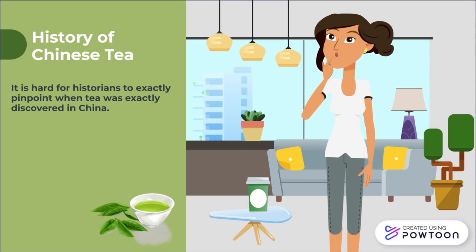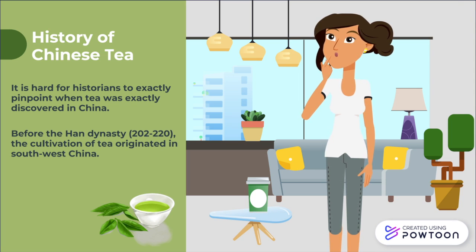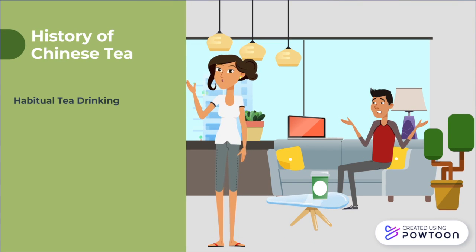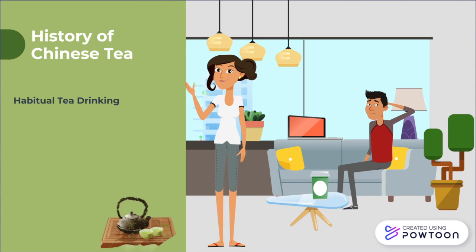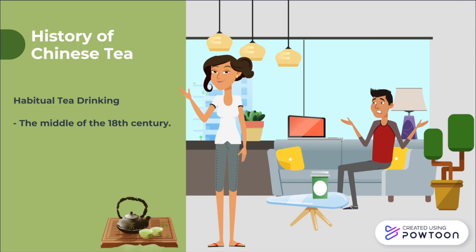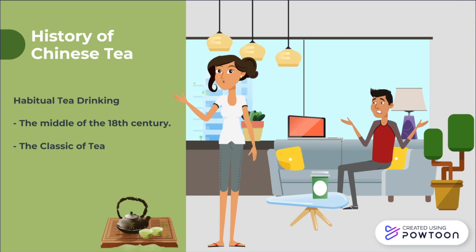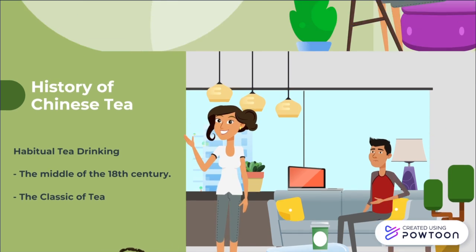It is hard for historians to pinpoint exactly when tea was discovered, although there are many writings about it. The cultivation of tea originated in southwest China before the Han Dynasty. Habitual tea drinking did not spread to the rest of China until the middle of the 18th century, with the publication of the Classic of Tea by Lu Yu, a writer from the Tang Dynasty.